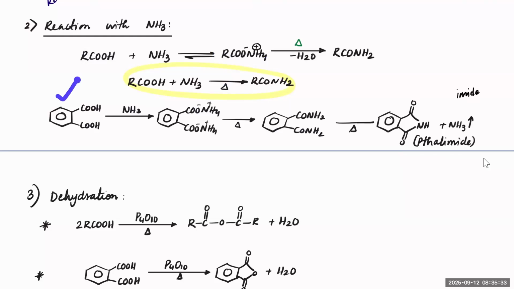Now that can be shown with phthalic acid also. Phthalic acid, when you react with 2 moles of ammonia, first you will get ammonium phthalate as the salt. And only when you heat it, water will be lost and you'll get amides on both the ends. But on further heating, even ammonia will come out of it, and one of the nitrogens will connect onto the second C double bond O group, making it into a new compound now known as phthalimide.